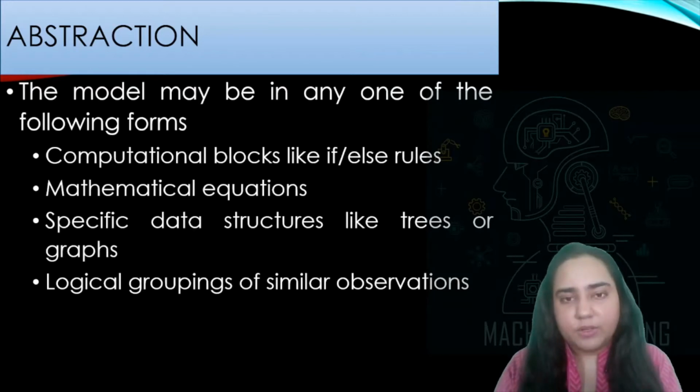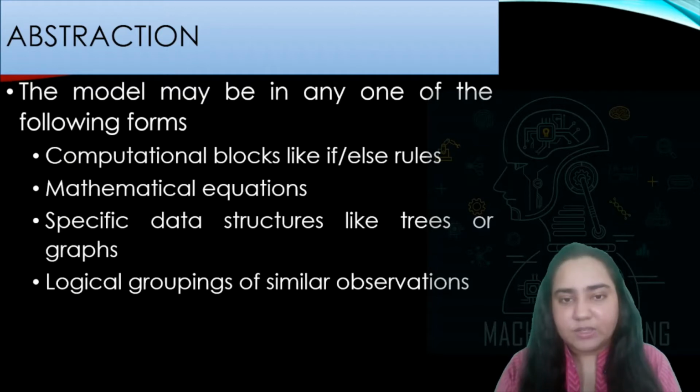Now, this model that you've created can be of one of the following forms. The first could be computational blocks like if-else rules. So if you are creating a model for vertebrates and invertebrates, you would create some if-else rules. For example, if the animal has a spine, then it's a vertebrate. Else, it's an invertebrate. And then within vertebrate also, you can create some if-else statements to classify the animal as amphibian or reptile or mammal, okay? And you could also use mathematical equations to do that.